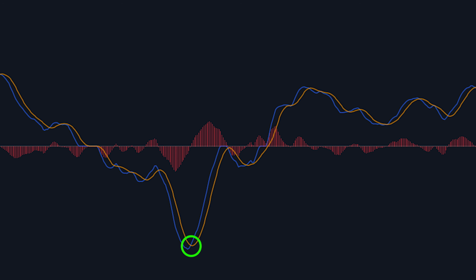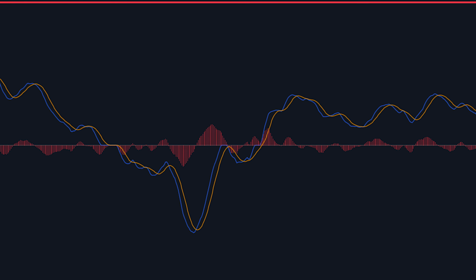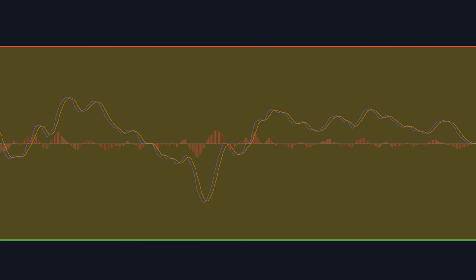Here, the blue line crossed above the orange line, but if we take a closer look, it happened between the zones, meaning it's a weak signal. So we don't enter this long trade. Good thing we didn't, because it would have been a losing trade and we would have lost money.